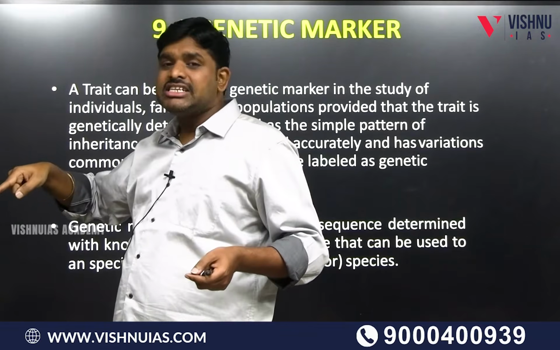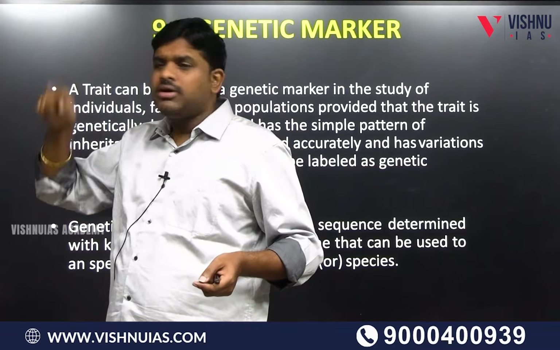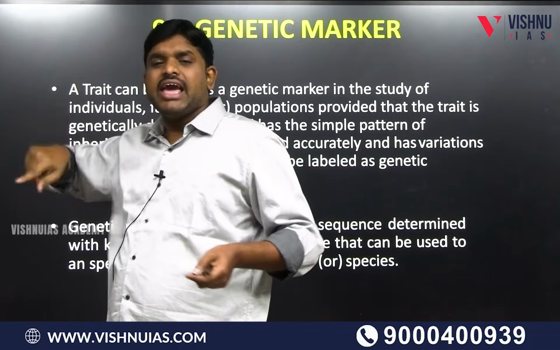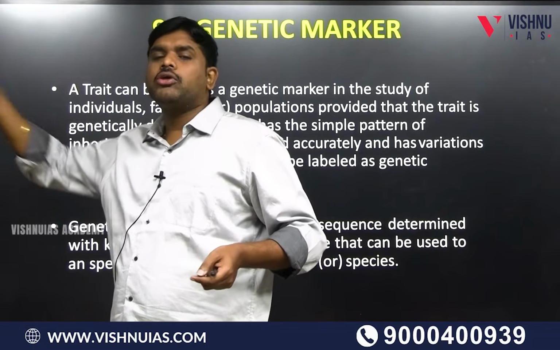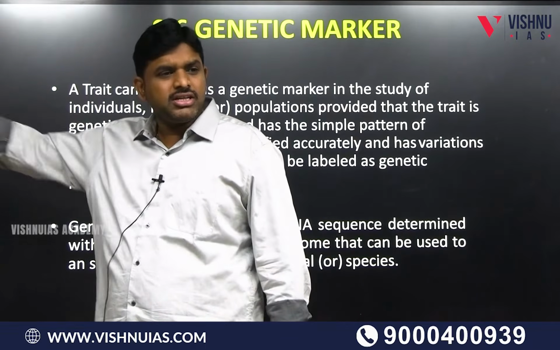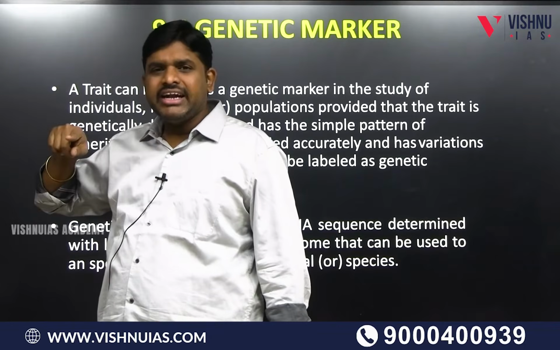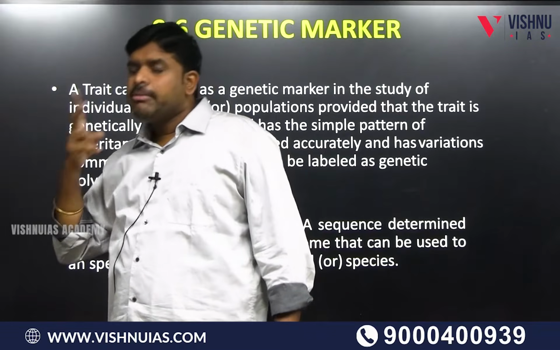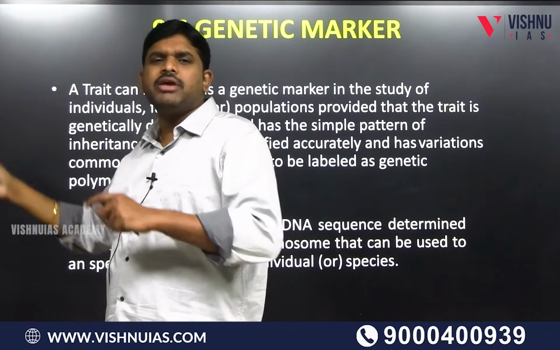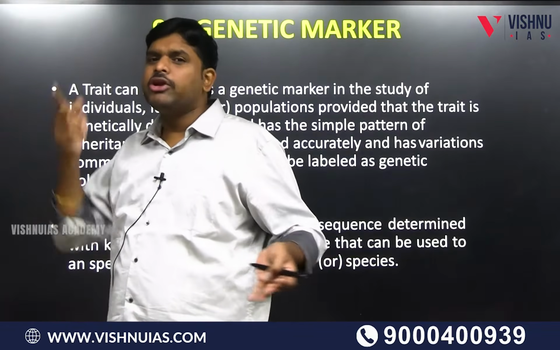So, what amino acid sequence is formed? If A antigen is formed, then it is called blood group A. If B antigen is formed, then it is called blood group B. If both A and B antigens are formed, then the blood group is called AB. That means if 2 antigens are produced, the blood group will be AB. If no antigen is produced, then the blood group will be O.